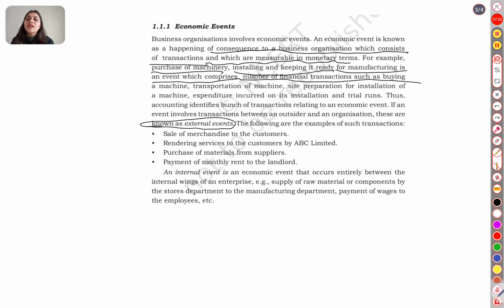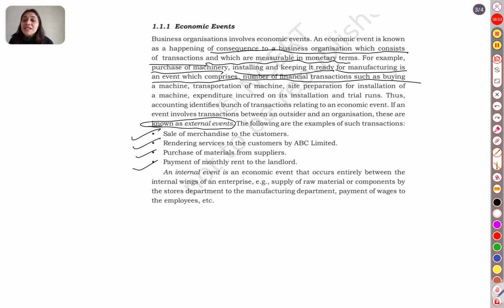Now the following are the example of such transaction. First is sale of mercantiles to the customers. Second is rendering service to the customers by sort of ABC Limited Company Bank. Third is purchase of material from supplier. Next is payment of monthly rent to the landlord. Again, it's like one type of satisfaction that you do the payment for your landlord, like you pay the outstanding bills. It is an economic event for you.